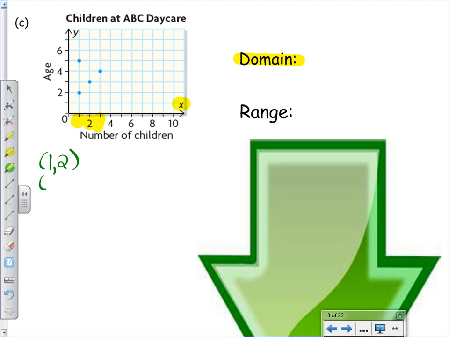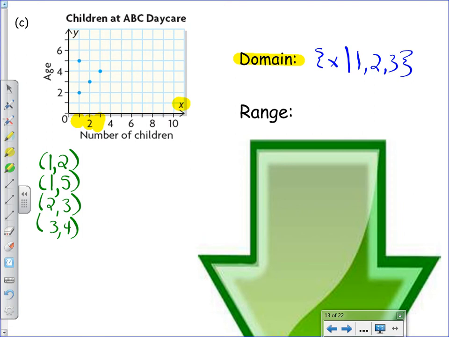Then I have 1, 5. Nope. 2, 3, or in 3, 4. So when I'm writing this, again, the set of x such that x is, what would I fill in for my domain? Nick? Pardon? 1, 2, 3. No, you don't have to put duplicates. Yes?